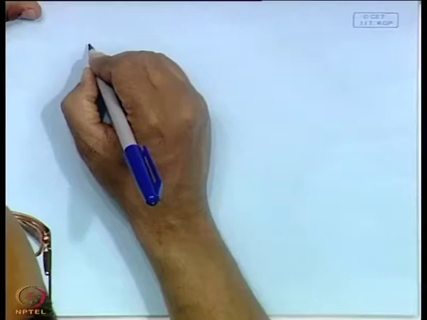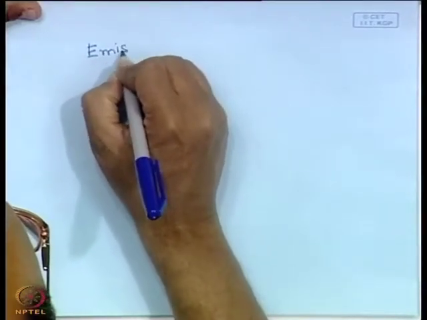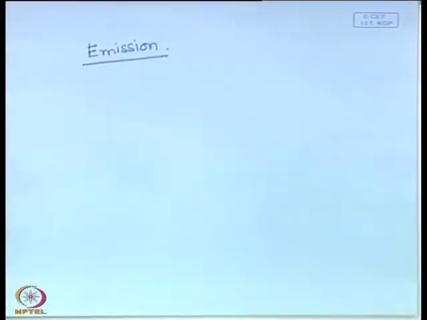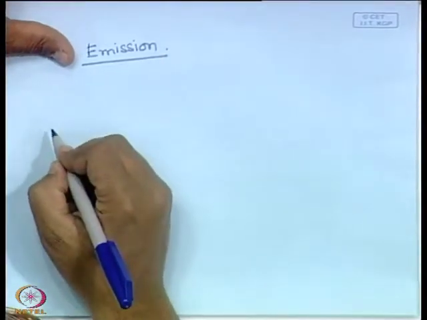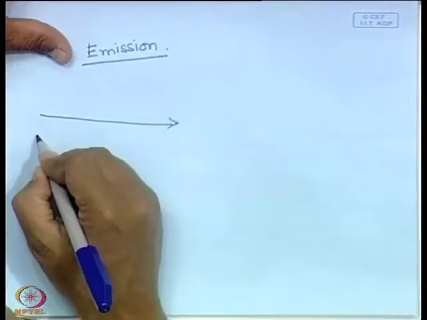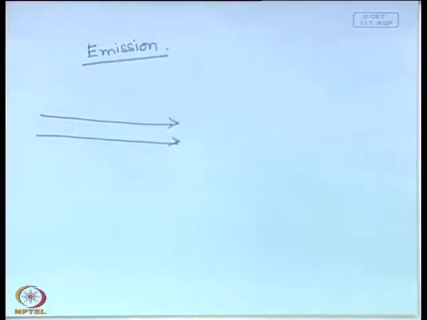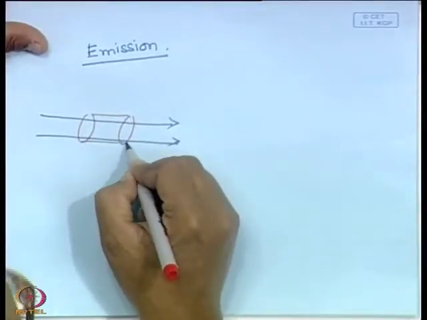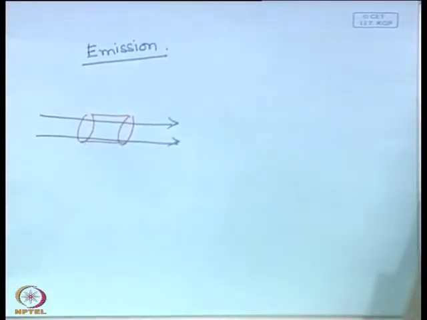So, let me briefly repeat what we had discussed right at the end of the last class. We were considering the emission of radiation. Our attention is on a particular ray, and it is travelling in a medium. Our ray is not in a single direction, it is in a small range of directions, in the solid angle interval d omega.